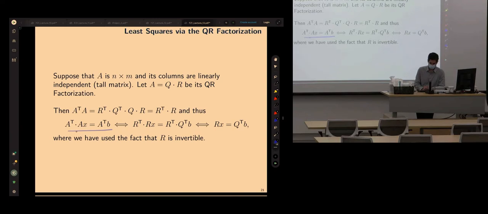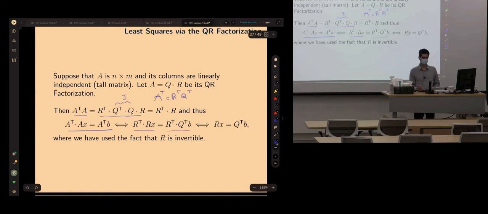So if I start from the normal equations, for convenience, I calculate A transpose A here. I know A is QR, so A transpose will be R transpose Q transpose. So R transpose Q transpose times Q times R. This is identity. So A transpose A is actually R transpose R. So we get the result here. The right-hand side, again, will be just R transpose Q transpose B.